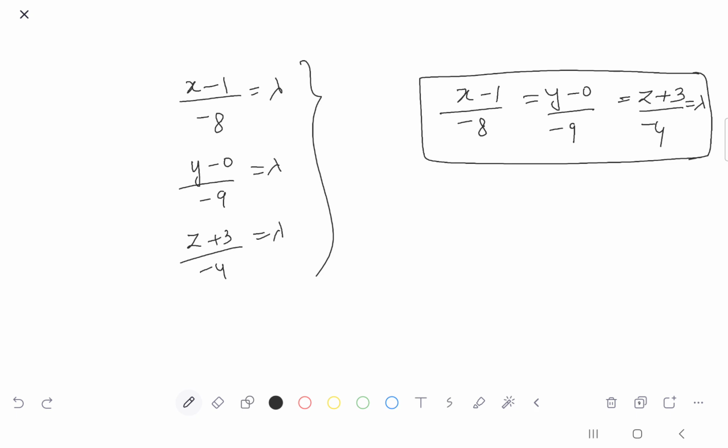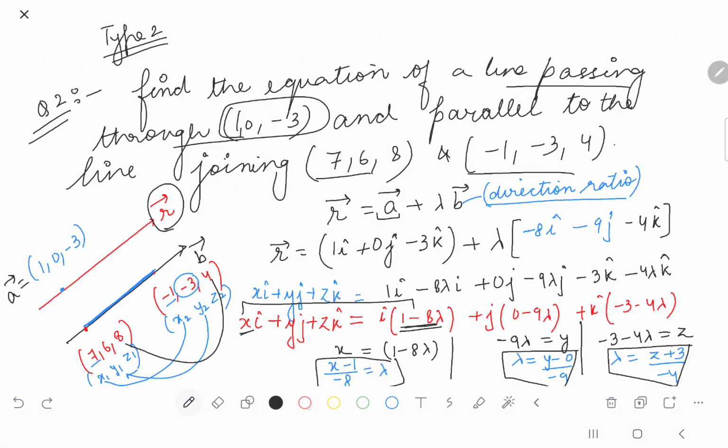Any doubts in this? No, ma'am. Clear. Now the point is, just have a look here at the equation. When we look at the equation, how is my actual equation being formed? Just see.